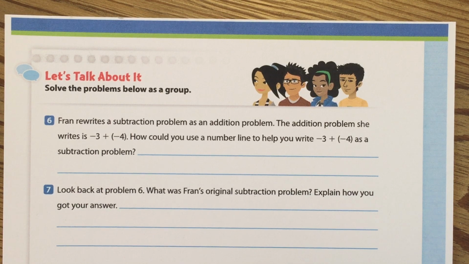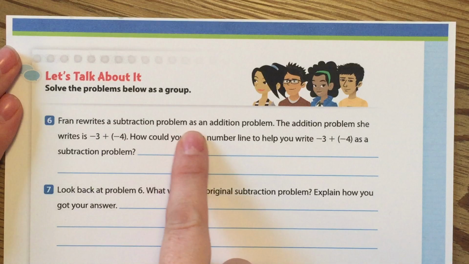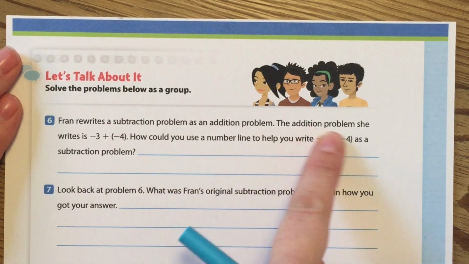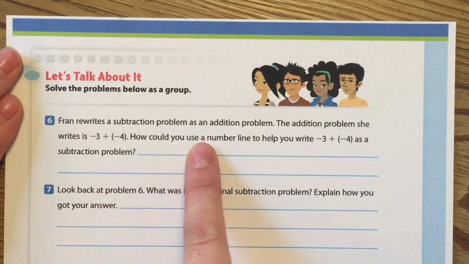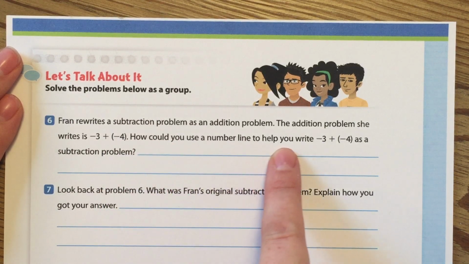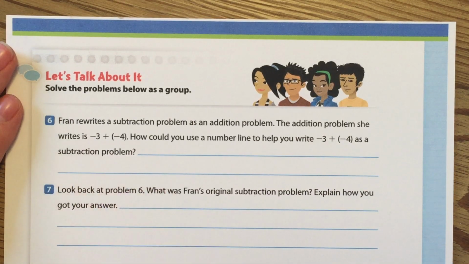We're going to jump right into it. The topic here is subtracting positive and negative integers. So we're going to start right at the top. Number 6 says, Fran rewrites a subtraction problem as an addition problem. The addition problem she writes is -3 plus -4. How could you use a number line to help you write -3 plus -4 as a subtraction problem?